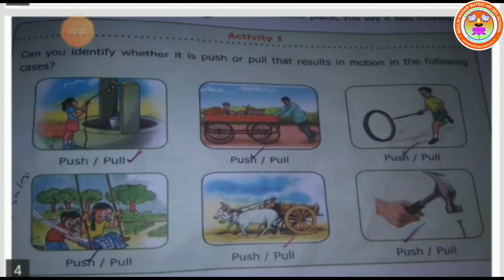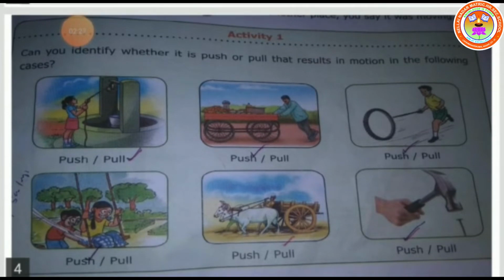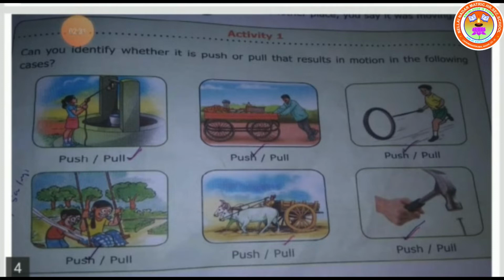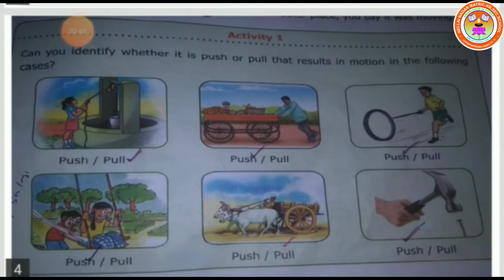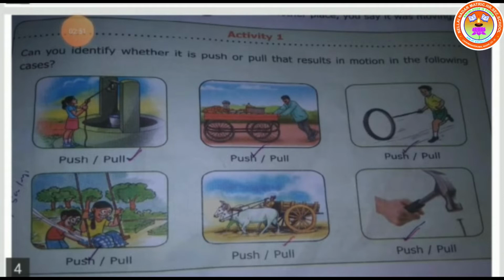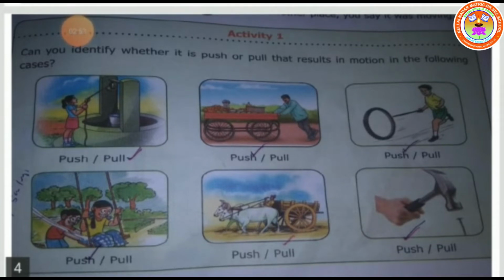A man pulled the bullock cart rope to stop the vehicle. Is it push or pull? Yes, children, the answer is pull. Once again I tell you, the man pulled the bullock cart rope to stop the vehicle. The answer is pull. Here, he is pushing the hammer to insert the nail. So the answer is, very good, children, push.